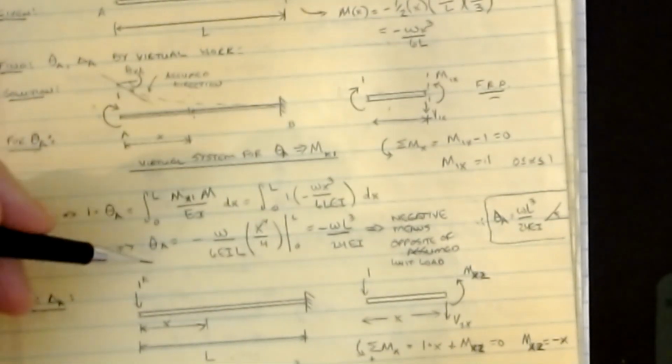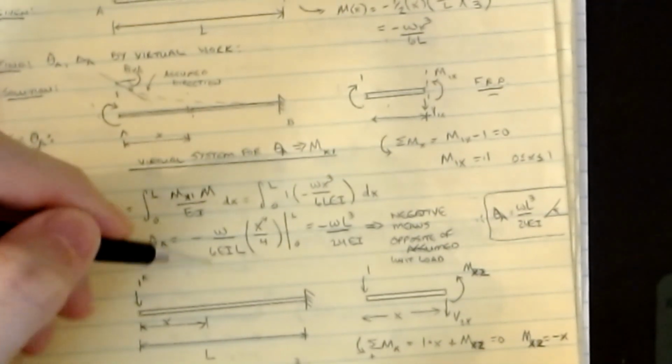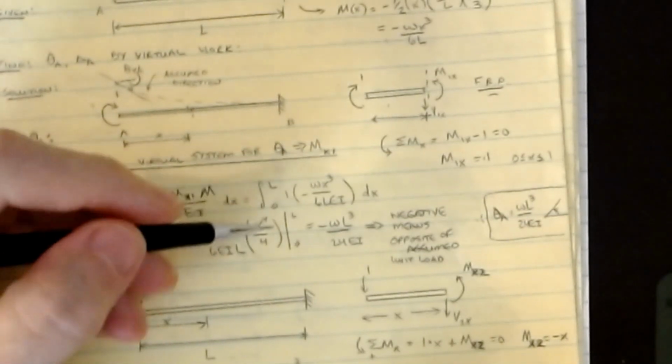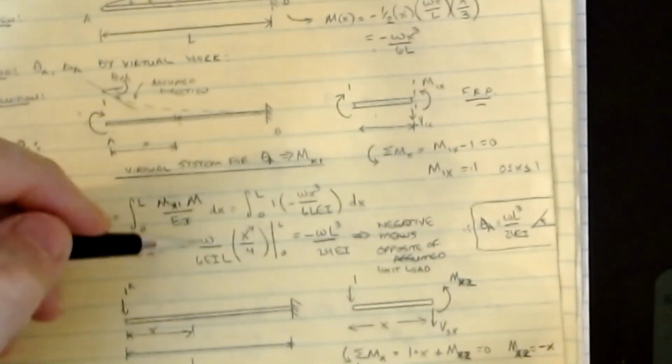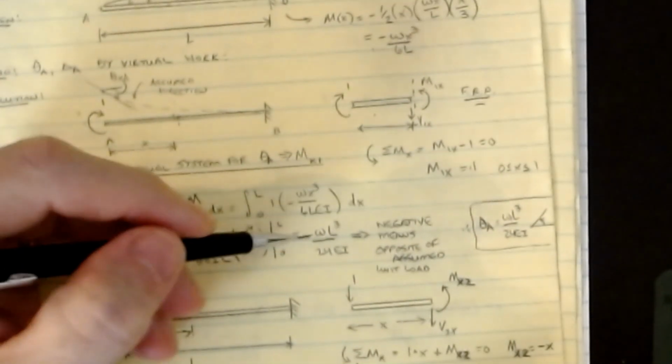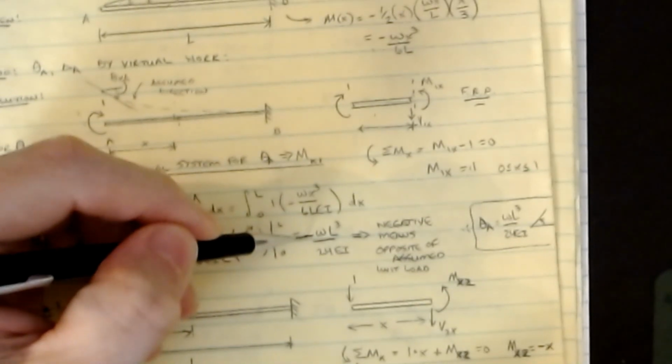So it's just a simple integration at this point. It becomes minus w over 6EIL times x to the 4th over 4, and we're going to evaluate that between L and 0. If I do that math and evaluate the integral, we get minus WL cubed over 24 EI. And so there's my minus sign.